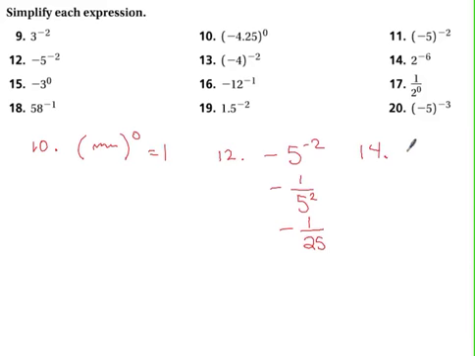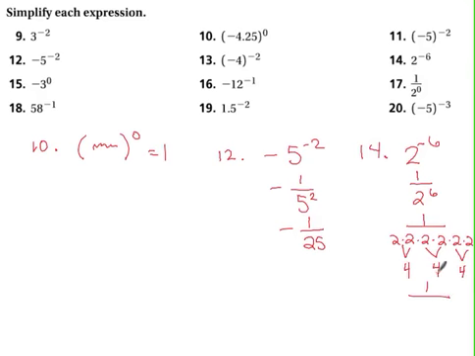14, we have 2 raised to the negative 6. Negative exponent will be 1 over 2 to the 6. All right, this is 2 times 2 times 2 times 2 times 2 times 2. 6 of them. That's 4, 4, 4. So that gives us 1 over 4 times 4 is 16. 16 times 4 is 64. So 1 over 64.